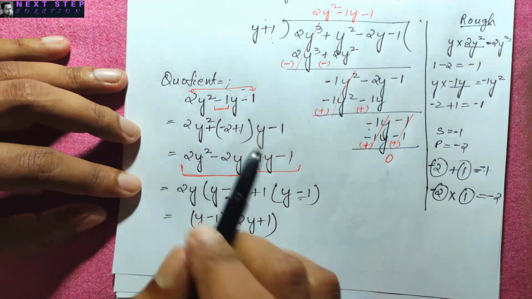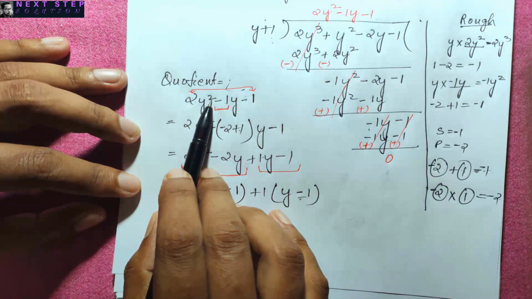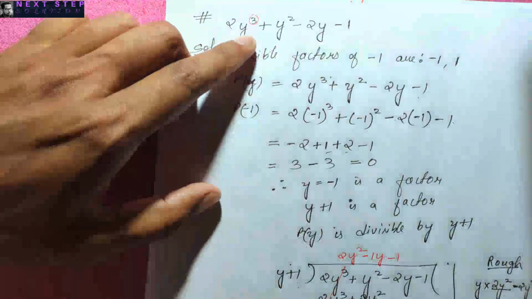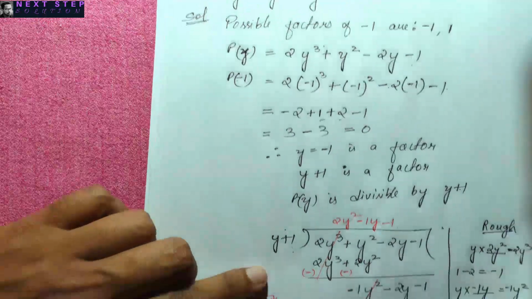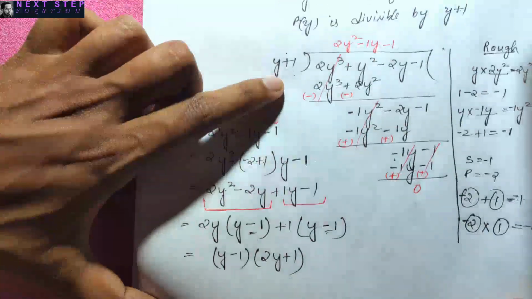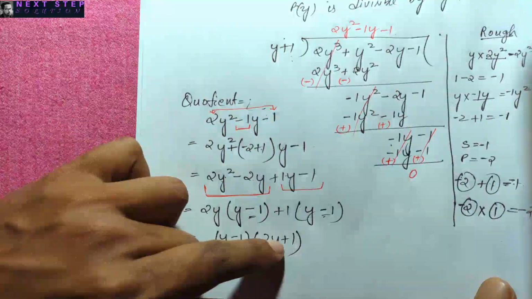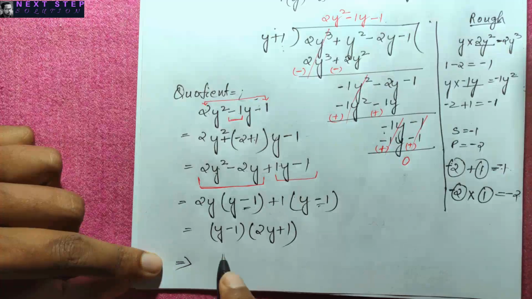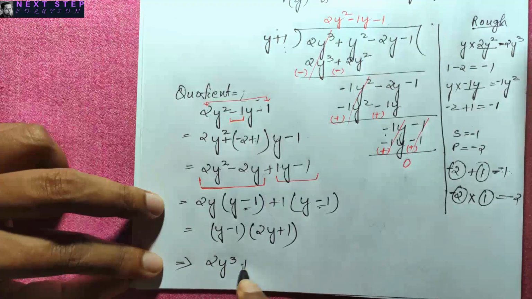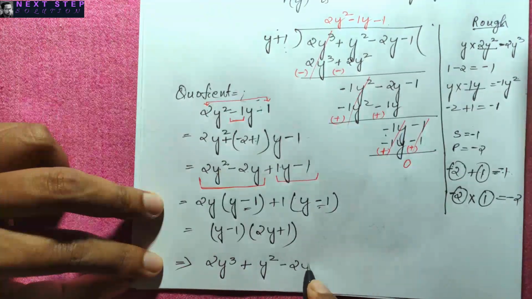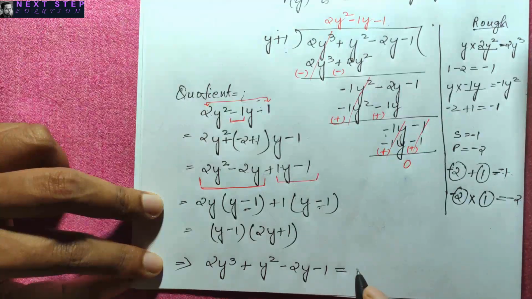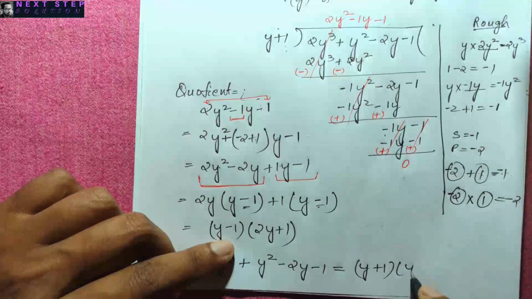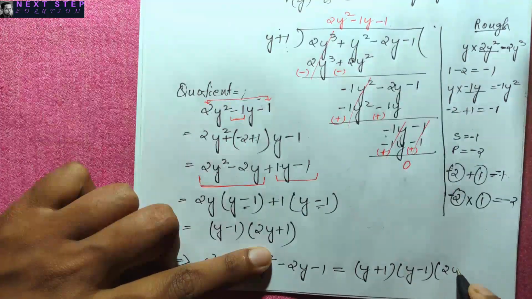Now these two are the factors of this quadratic polynomial. This is quadratic now because degree 2. But they asked you to find out the factors of this cubic polynomial. For this cubic polynomial, one of the factors was this one and the other two factors are these two. So these three factors make the cubic polynomial. So this implies the cubic polynomial 2y cube plus y square minus 2y minus 1 is equal to, the first one was y plus 1 and the other two y minus 1 and 2y plus 1.